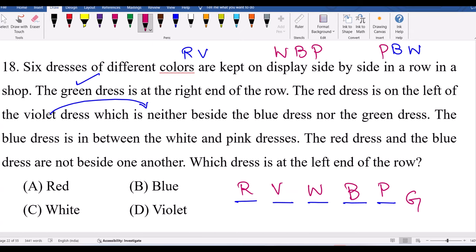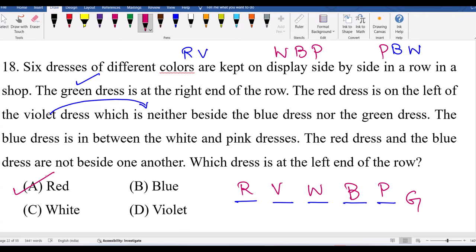Green is at the right end. Yes. Red is on the left of violet. Violet is not a neighbor of blue or green. Perfect. Blue is in between white and pink. Perfect. Red and blue dress are not next to each other. So fine, all those are satisfied, and I can go with option A.